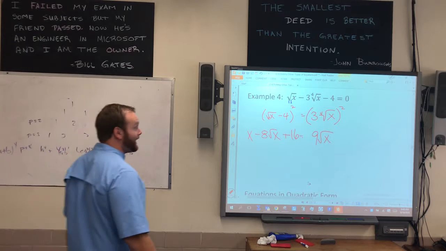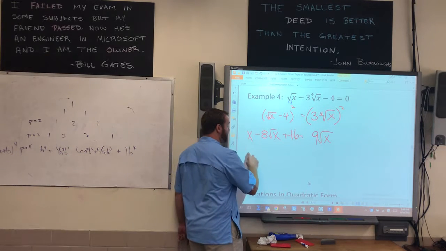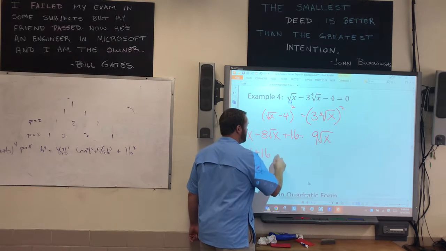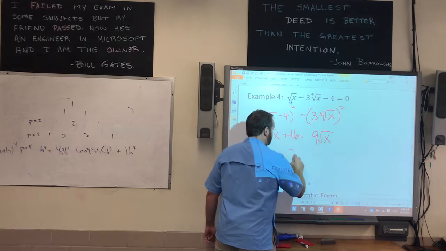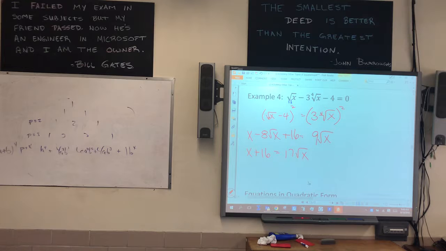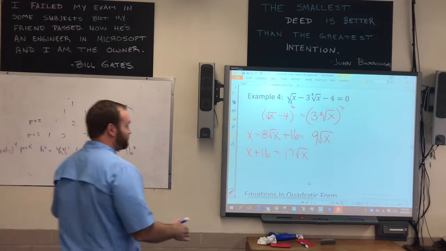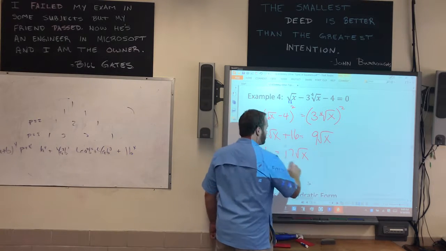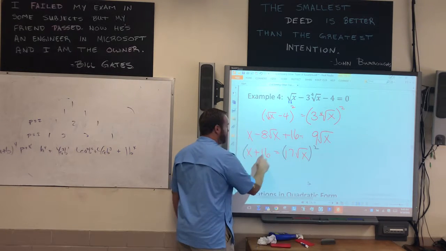I think maybe adding 8 radical x to both sides makes sense. x plus 16 is equal to 17 root x. Why would I do that? Because we have a radical, right? When we have radicals, we want to isolate them so we can undo them with their inverse operation. So I'm going to undo this radical by squaring again.